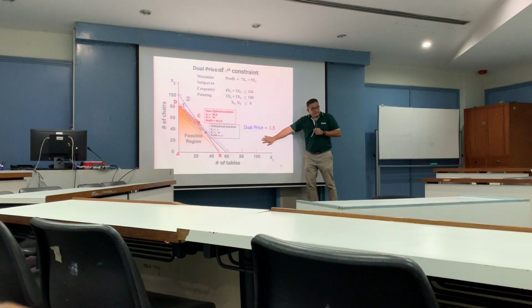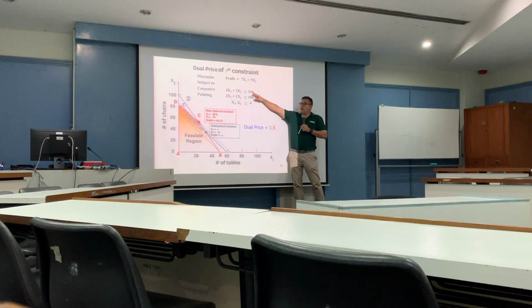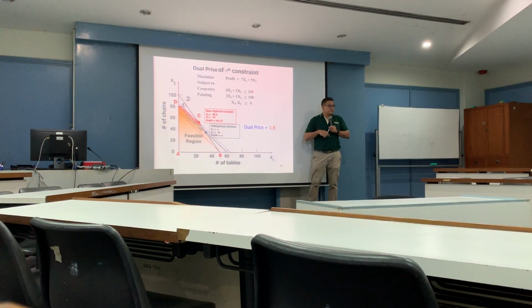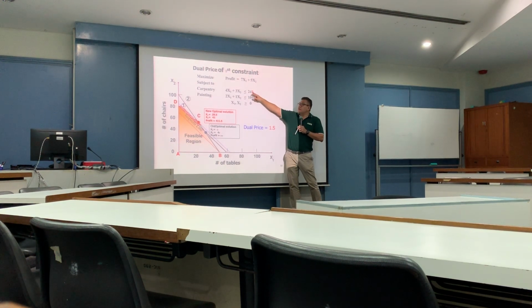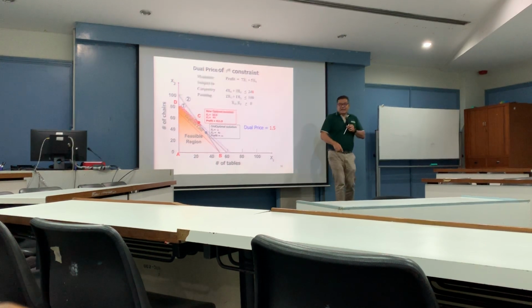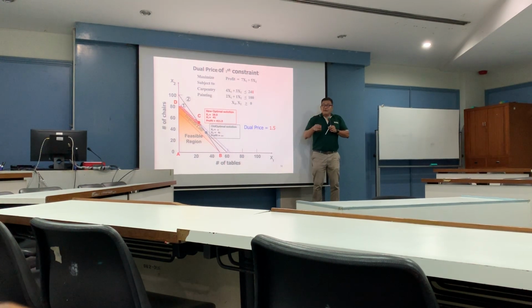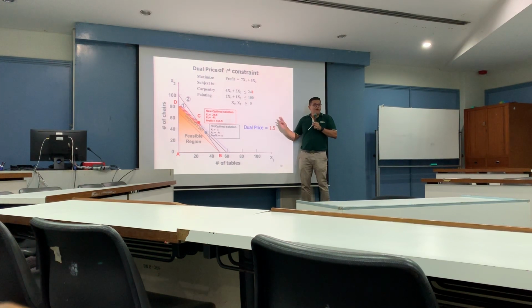And what is the meaning of this? It means that if you have one more company labor hour, you can expect the total profit to increase by $1.5. So based on common sense, if you increase from 240 to 242, what happens? You can expect to have $3 more profit. If you have 243, you can expect $4.5 more profit. 244, $6.